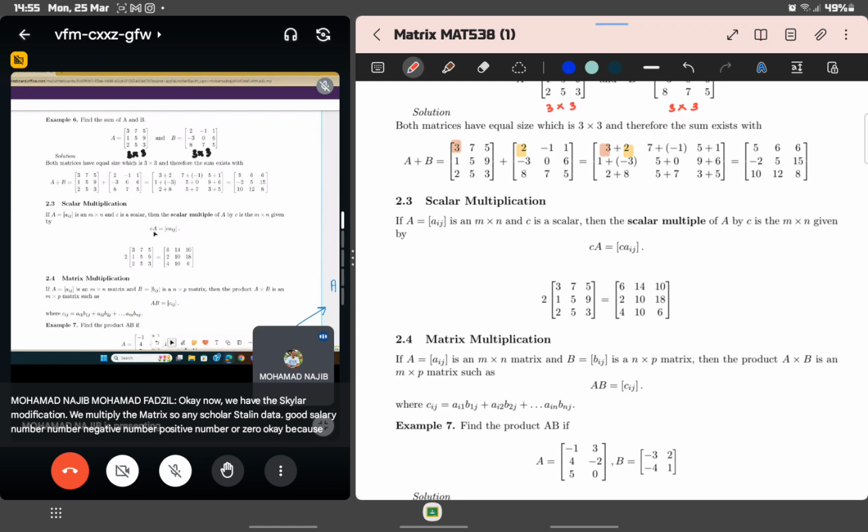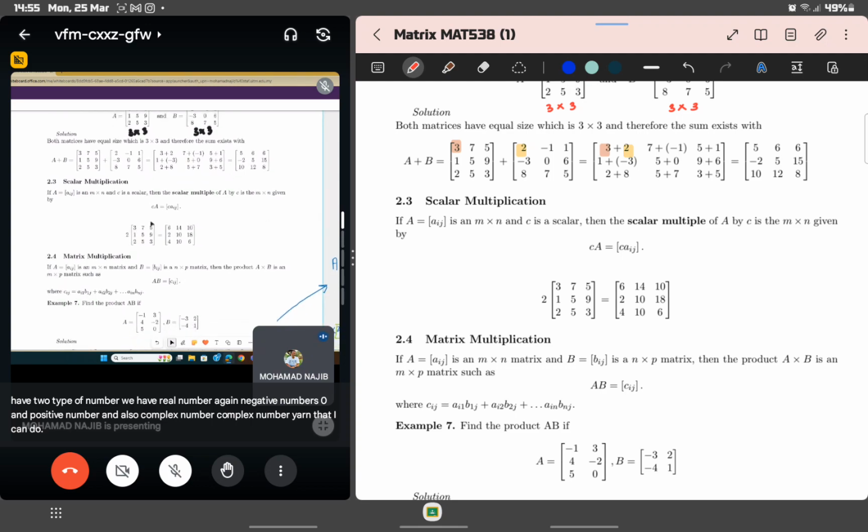Sebab we have two type of number. We have real number, kan, negative number, zero and positive number, and also complex number. Complex number yang ada I tu kan, 2 tambah 3 I. Tapi yang tu tak ada kaitan perbincangan dalam matrix. Okay. Right, jadi skala multiplication, cuba faham sifat dia.